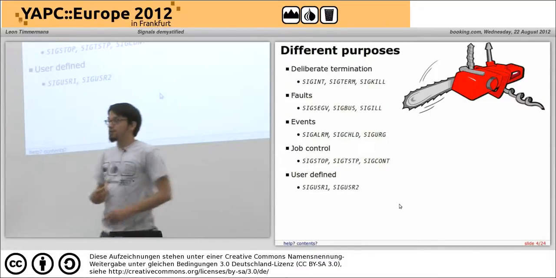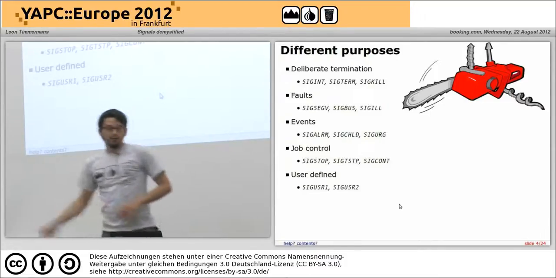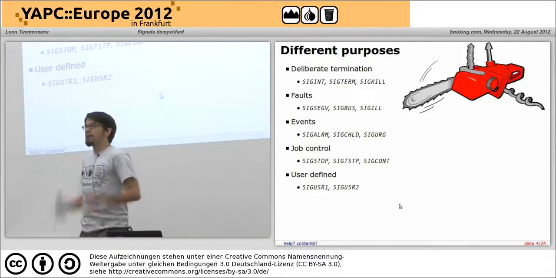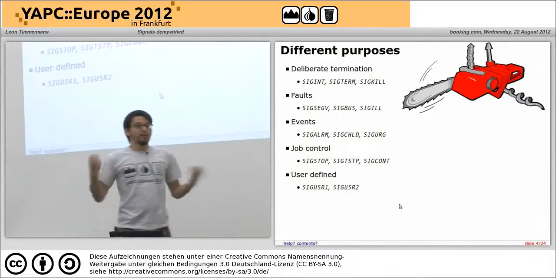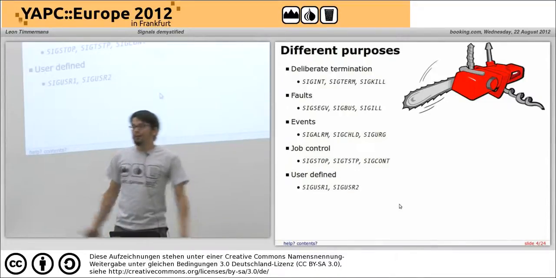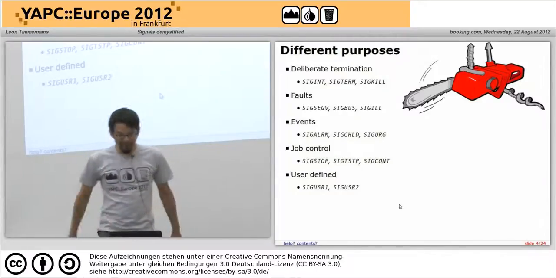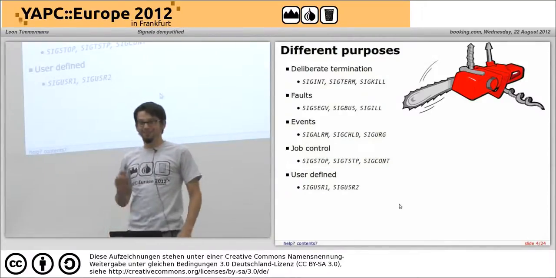The only ones that are truly portable are SIGUSR1 and SIGUSR2. These do not have any implicit meaning. You can give them a meaning if you need to. Otherwise, they're terminating as pretty much anything else. Signals are good at that.